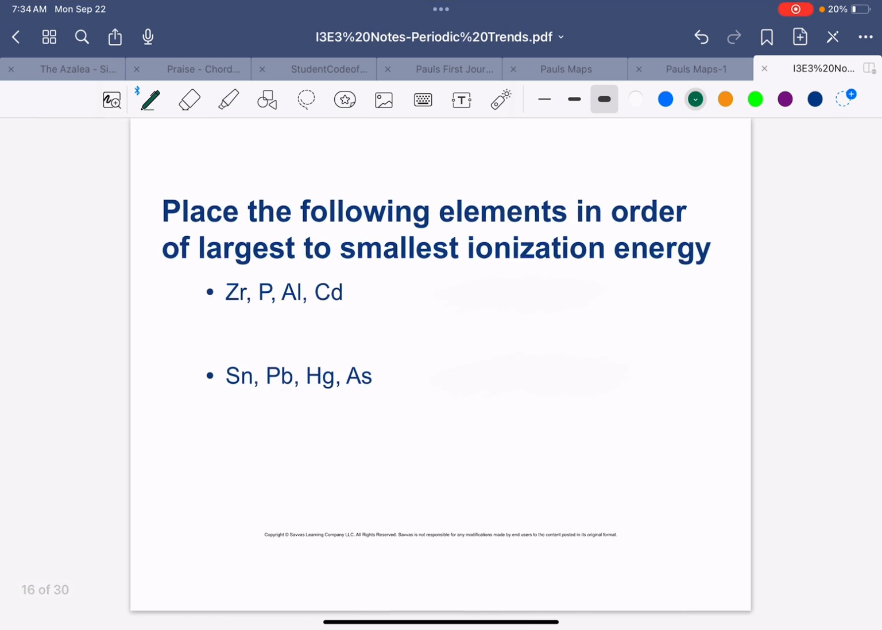Place the following elements in order of largest to smallest. Largest ionization energy would be furthest up and to the right. So we're looking at zirconium, phosphorus, aluminum, and cadmium. Okay? So zirconium would have the lowest, or the smallest value, because it's furthest to the left. Zirconium, and then we have cadmium, and then aluminum, and phosphorus is furthest to the right.